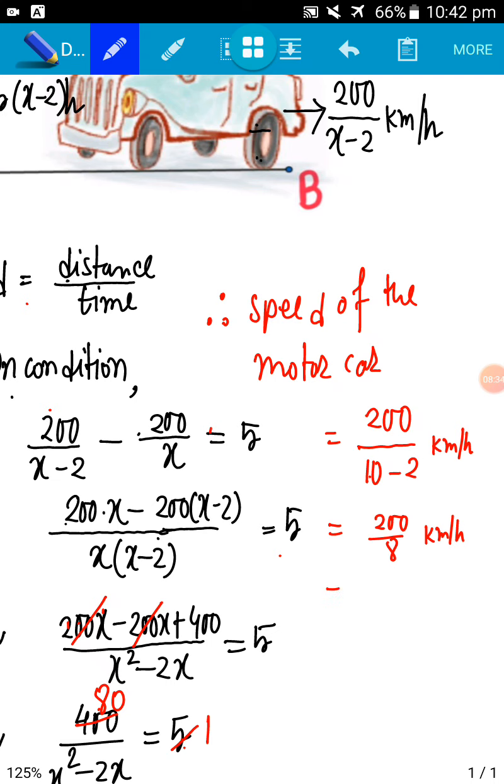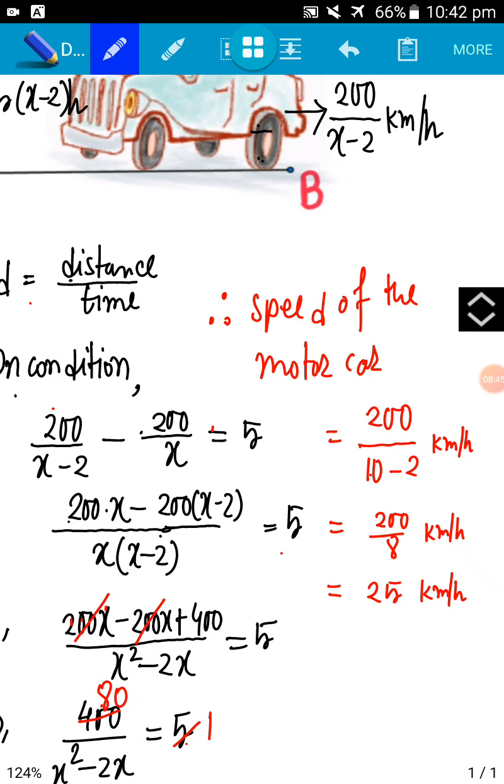That means it is 25 kilometers per hour. So the speed of the motor car we have got.